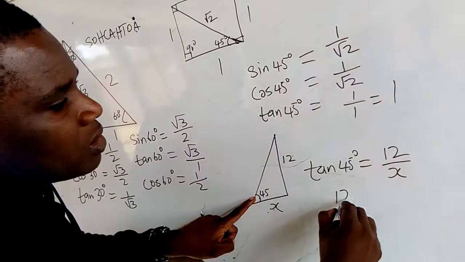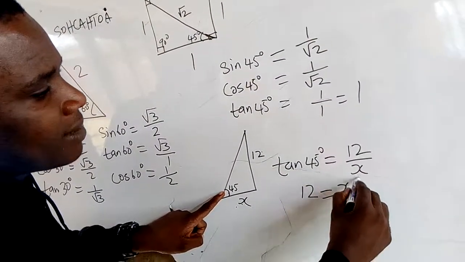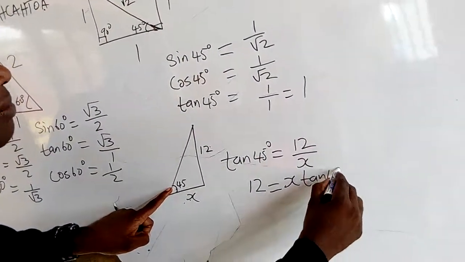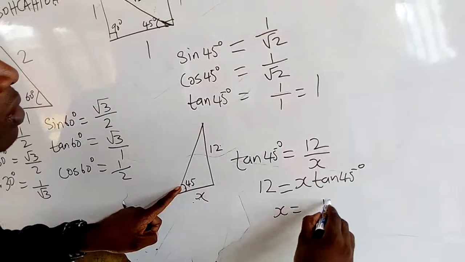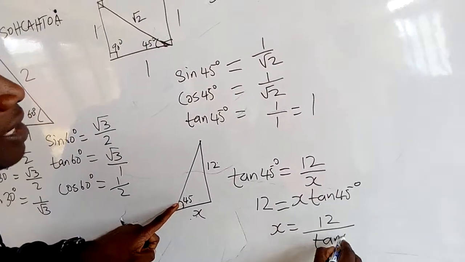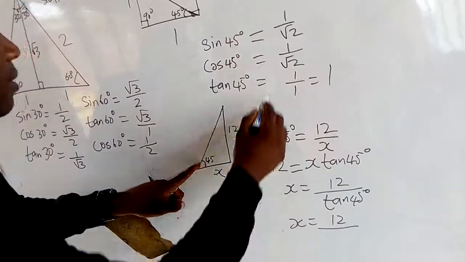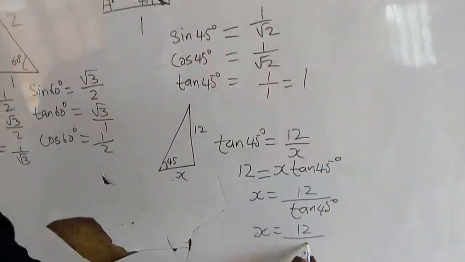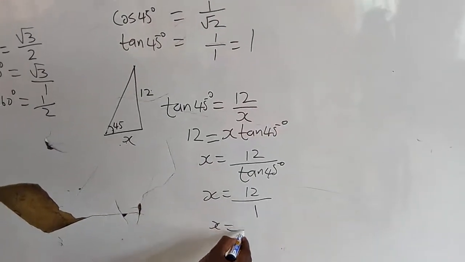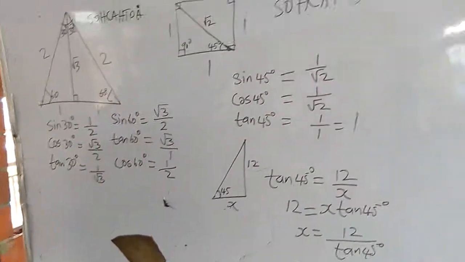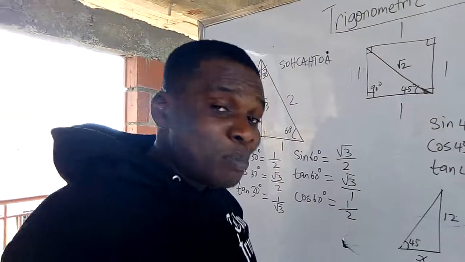Of course, you need to cross multiply. This is x tan 45 degrees. So x will be equal to 12 over tan 45 degrees. And what is tan 45? Tan 45 is 1. So 12 over 1. So x is 12. So math is beautiful.